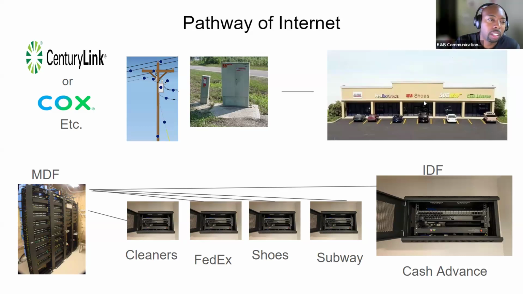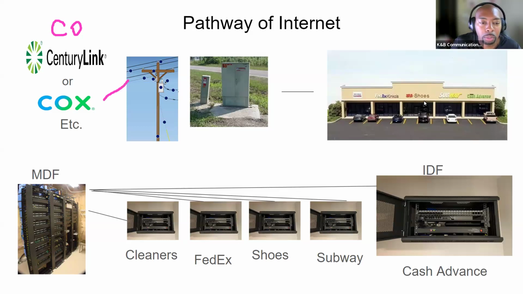There are other companies out there. I just want to use these two because these are the ones that everybody knows. The way that internet goes from the central office, or Cox or CenturyLink, all the way to a computer in somebody's office is what I want to talk about today. It starts off at Cox or CenturyLink, also known as the CO, which stands for central office. From the central office, a cable is going to be ran to a telephone pole.